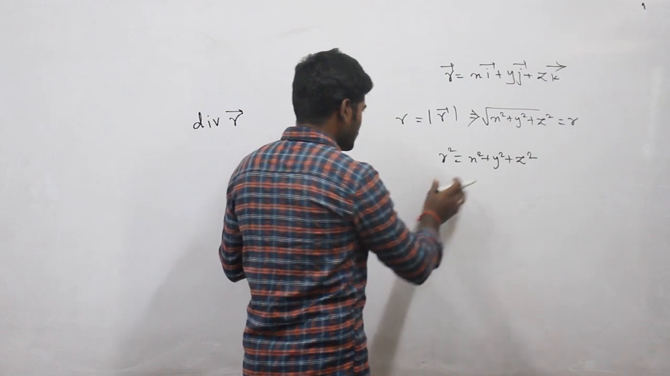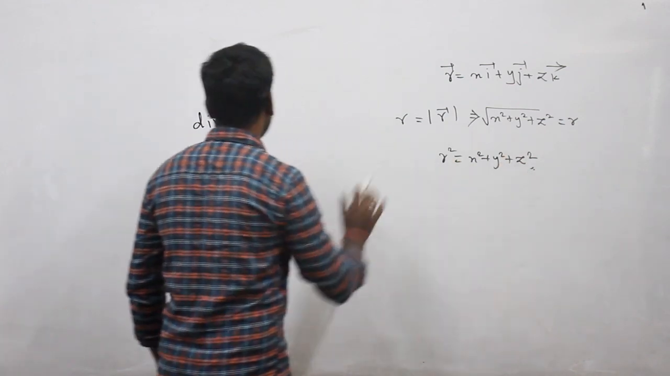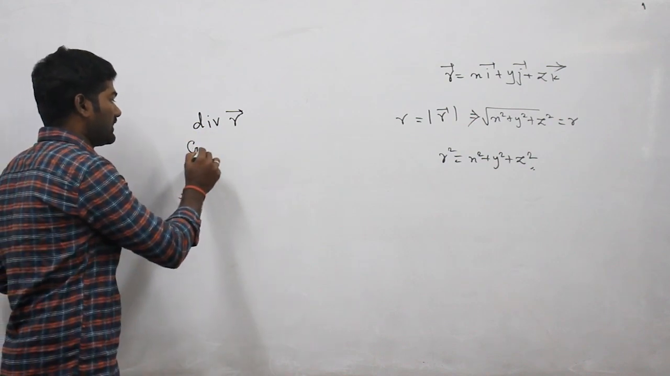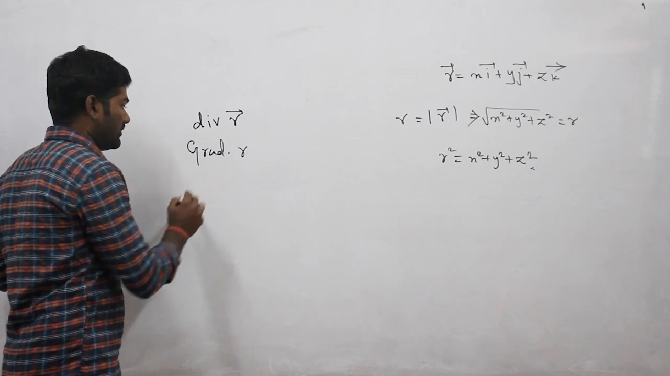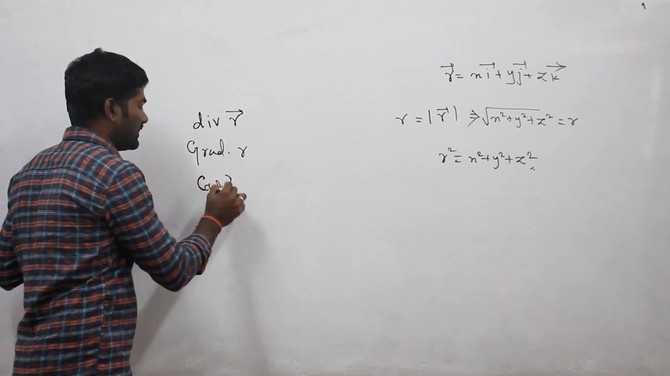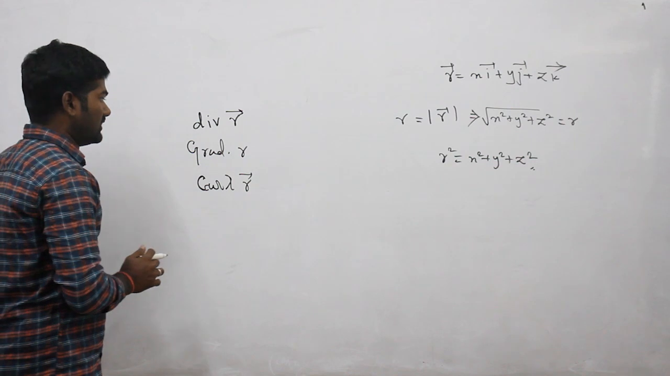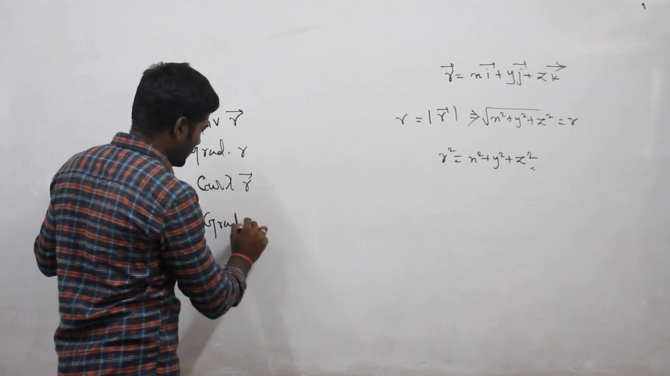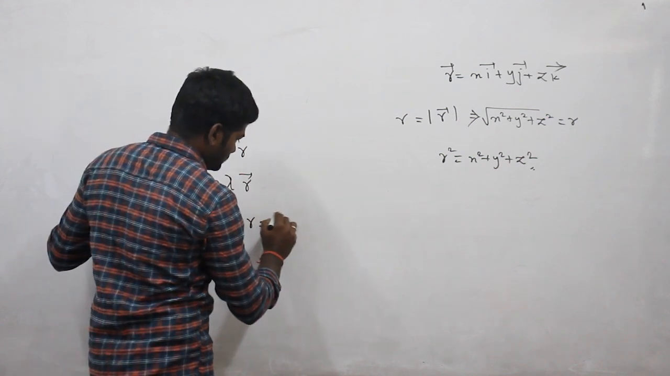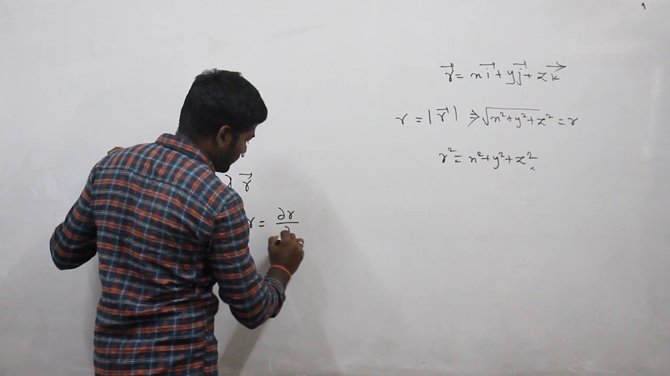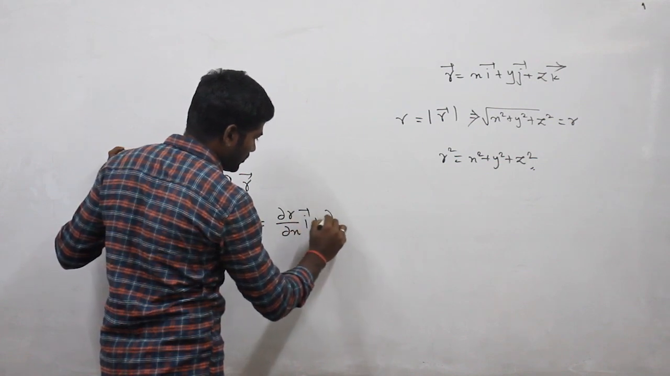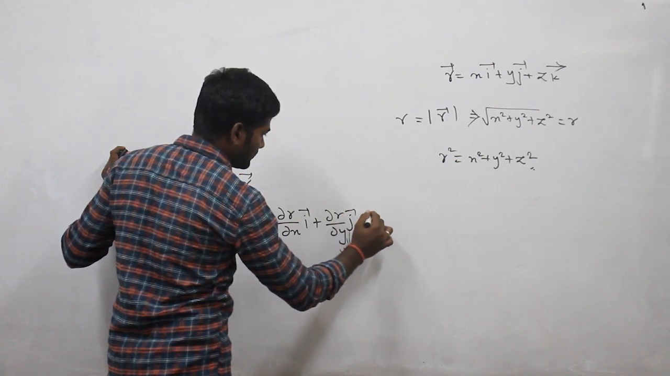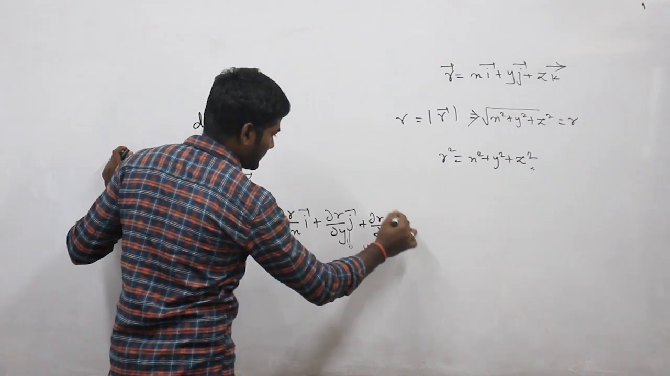Now, in this problem they are asking the divergence of R vector. In some other problems, they ask what is the gradient of r, or what is the value of the curl of R vector, right? Gradient of r, you know, how to find it: gradient of r equal to dou r divided by dou x i vector plus dou r divided by dou y j vector plus dou r divided by dou z k vector, right?